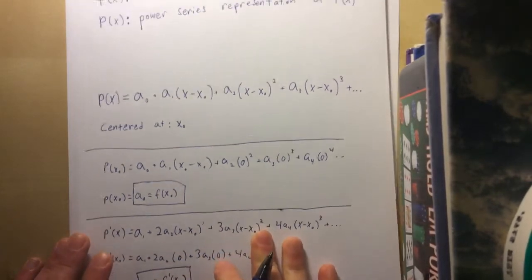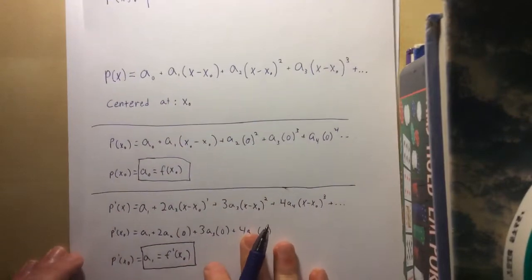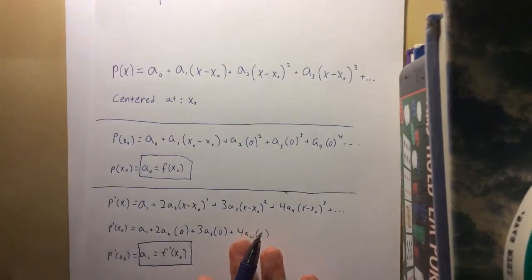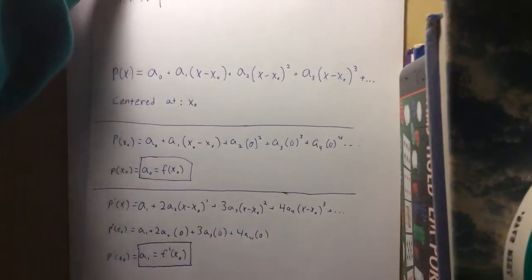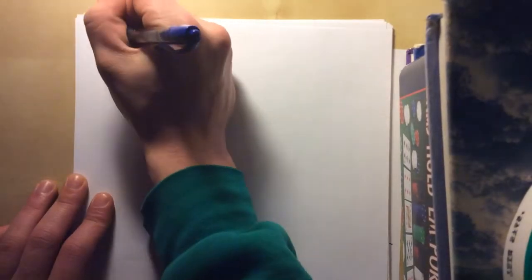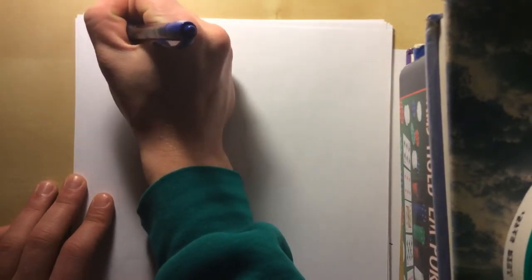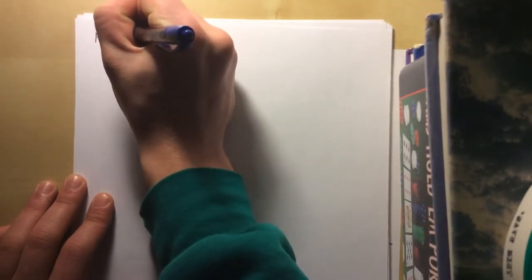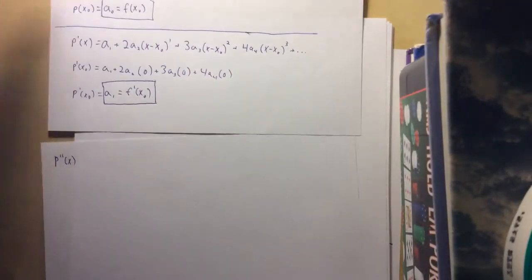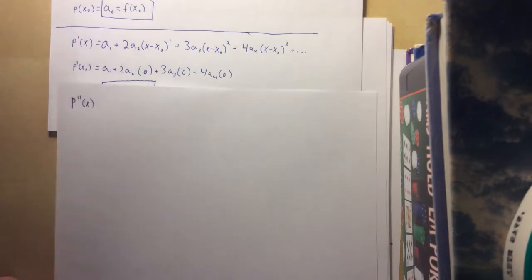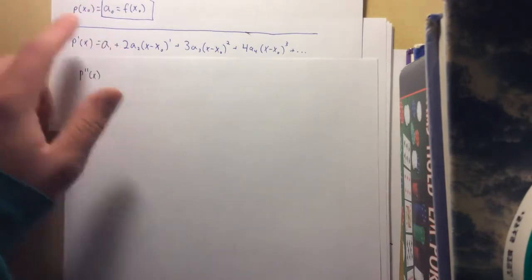So, right there we have our first two constants. And basically, from here, it's just going to be the same. So, if we take the second derivative of p of x, okay, so here's p prime of x.